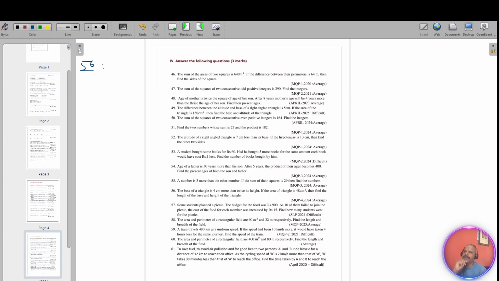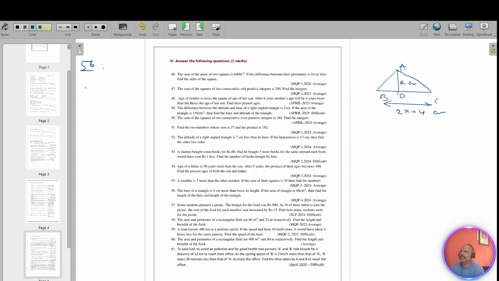The base of a triangle is 4 centimeter more than twice its height. If the area of the triangle is 48 centimeter square, find the length of the base and height of the triangle. In the triangle, say ABC, you draw one height here. What is given? The base of the triangle is 4 more than twice its height. Height we don't know, we call it x. Therefore BC, the base, becomes 4 more than twice the height. Since it's in centimeter, we write centimeter.